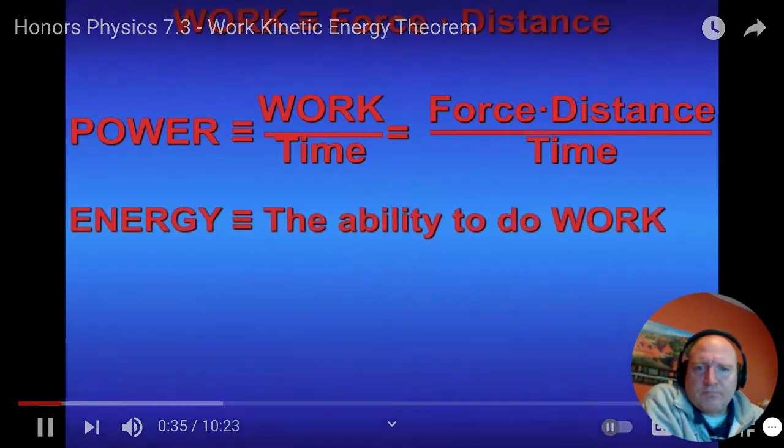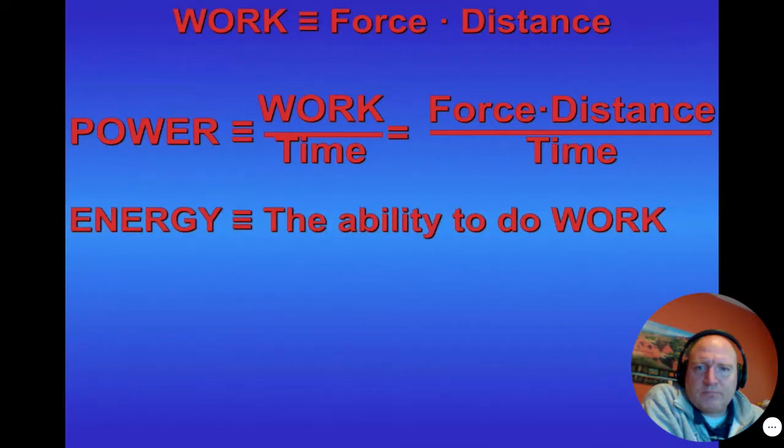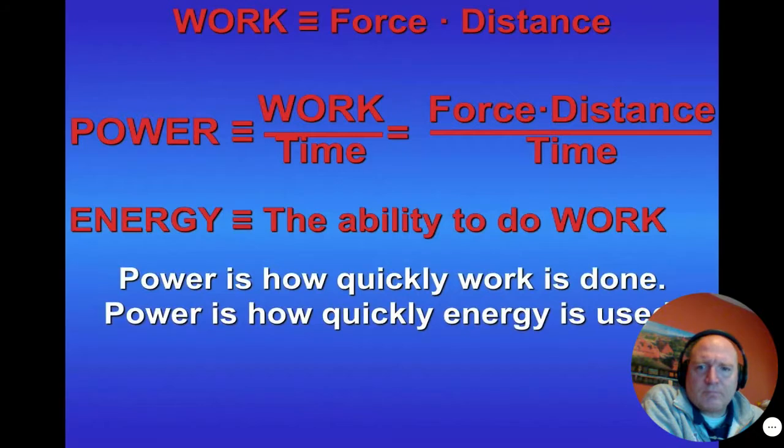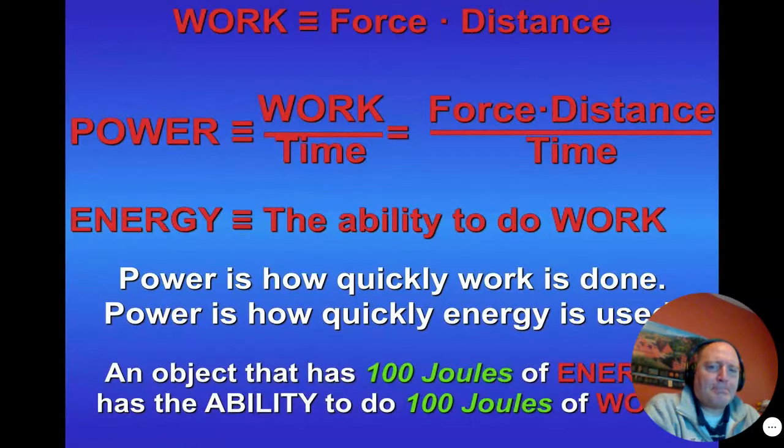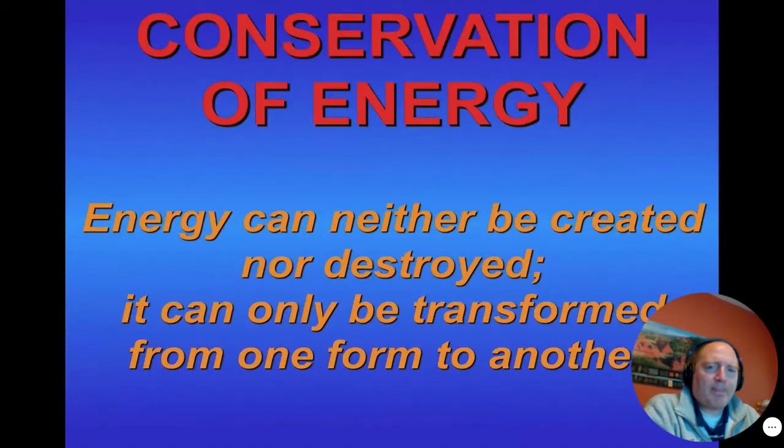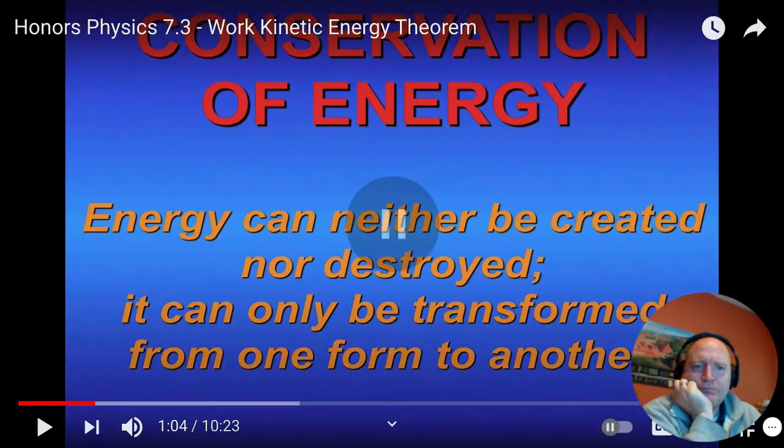Now, our next big concept is energy. Now, energy is the ability for something to do work. Power can be thought of as how quickly that work is done or how quickly energy is used. So an object that has 100 joules of energy has the ability to do 100 joules of work. Now, the law of conservation of energy is that energy can neither be created nor destroyed. It can only be transformed from one form to another.